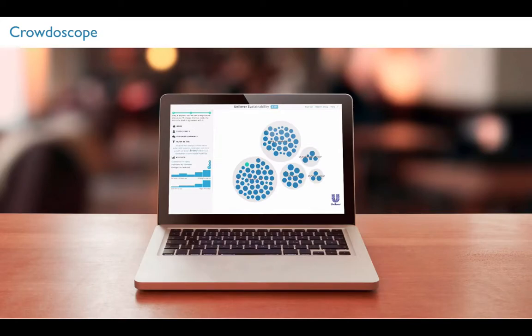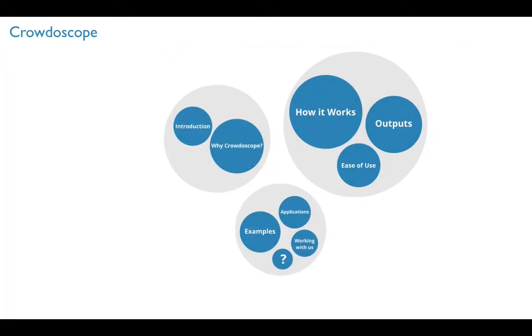I'm Michael Silverman, and the aim of this session is to provide you with a high-level overview of the Crowdoscope collective intelligence system. So I'm going to be talking about three things. First of all, why we built Crowdoscope in the first place. Secondly, how it works and some of the outputs that you can get. And then thirdly, we'll touch on how different organisations are using Crowdoscope to address a variety of business challenges.